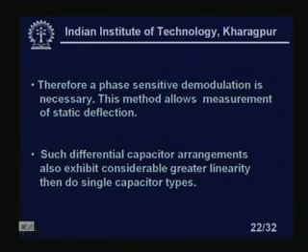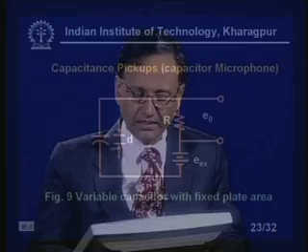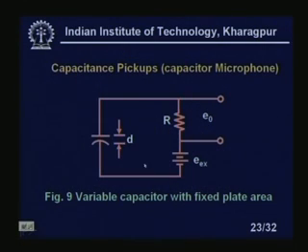Such differential capacitor arrangements also show considerably greater linearity than the single capacitor types. You will find that the linearity will be more in this type of capacitance arrangement, right. Now, the capacitor pickup or capacitor microphone is a very important device. It is basically a capacitance sensor, and the separation between the plates changes. You see here, this is a capacitance sensor, this separation D will change, and I am measuring the output E naught. The only problem with this type of capacitor pickup is that it is only for dynamic displacement measurements. For static displacement measurements, I won't get any output.